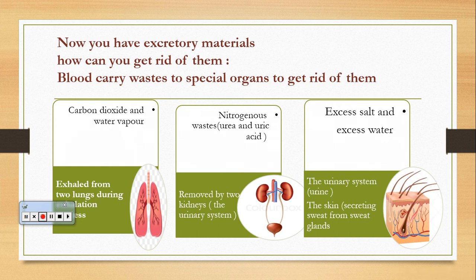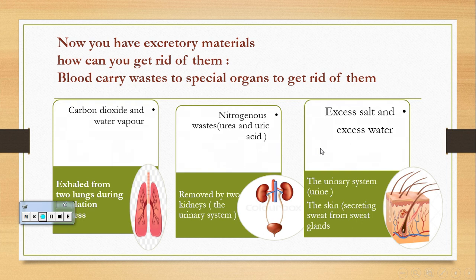What's the meaning? When you take a breath, it's called inhalation. And when you breathe out, it's called exhalation. Your lungs help to get rid of carbon dioxide and water vapor. Okay, what about nitrogenous wastes, urea and uric acid? They are removed by an important part in your body called the kidneys. The kidneys are a part of the urinary system. We will study it soon. Okay?